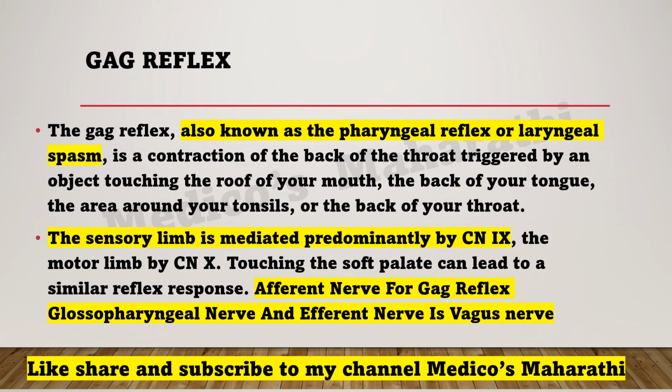It is a contraction of back of throat triggered by an object touching the roof of your mouth and back of your tongue, the area around your tonsil or back of your throat। Okay, the sensory limb is mediated predominantly by cranial nerve 9, that is glossopharyngeal nerve, and motor limb by cranial nerve 10, that is vagus nerve। Okay, so afferent nerve जो होगी गैग रिफ्लेक्स के लिए उसका नाम होगा glossopharyngeal nerve। Efferent nerve जो होगी उसका नाम होगा vagus nerve। ठीक है, afferent का मतलब क्या है, sensory action। Efferent का मतलब क्या है, motor action। Okay, सो जो predominance जो यहाँ पर है वो किसकी है, cranial nerve number 9 in sensory action। Okay, so the correct answer for this question will be sensory action is mediated by cranial nerve 9.